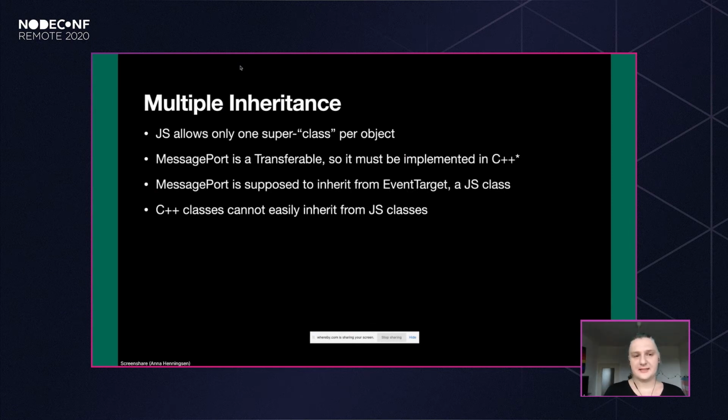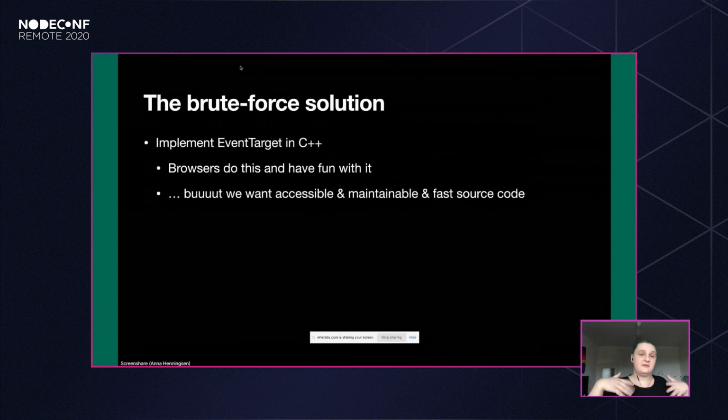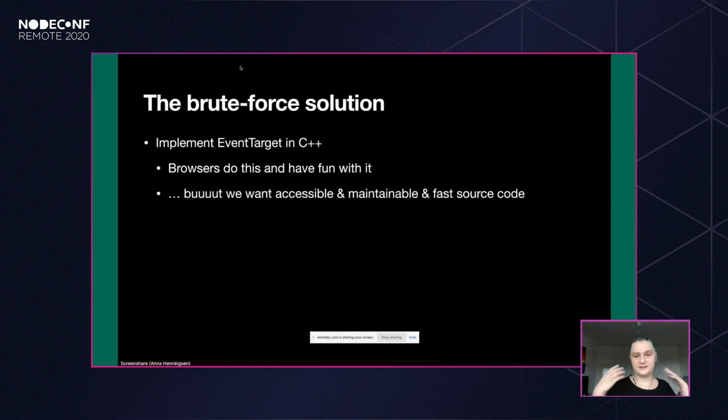So how do we solve this? There's an obvious brute force solution to this problem, which is if we want to inherit from EventTarget and it cannot be a JavaScript class, we could implement it in C++. That's what browsers do, and they are just fine with that. But I also heard somebody say a couple of weeks back that browsers are kind of like C++ engineer employment programs, and Node.js is not.